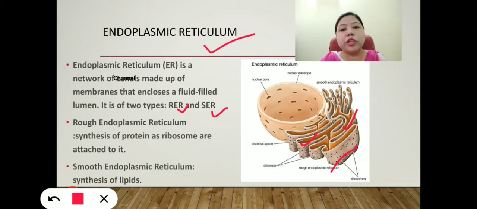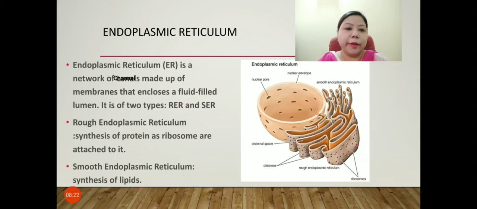Now what is the function of these two endoplasmic reticulum? The function of rough endoplasmic reticulum is to synthesize protein as ribosomes are attached to it, and the function of smooth endoplasmic reticulum is to synthesize lipids. So protein and lipids are synthesized inside the cell by the rough endoplasmic reticulum and smooth endoplasmic reticulum respectively.